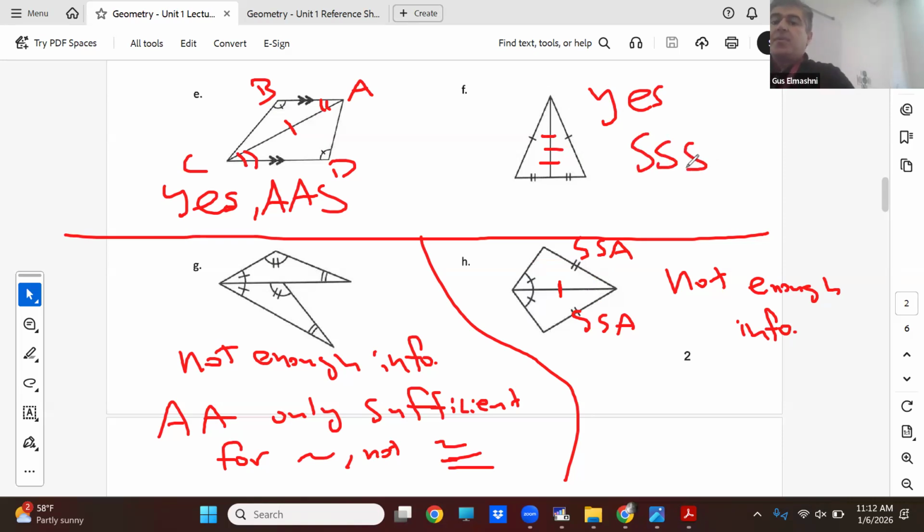So if I were to give that to you, I'd say, well, that's a pretty easy proof. SSA? No, that's not a thing though. That's only if you have a right angle. It's not a thing. Good. You good? Okay, cool. All right.